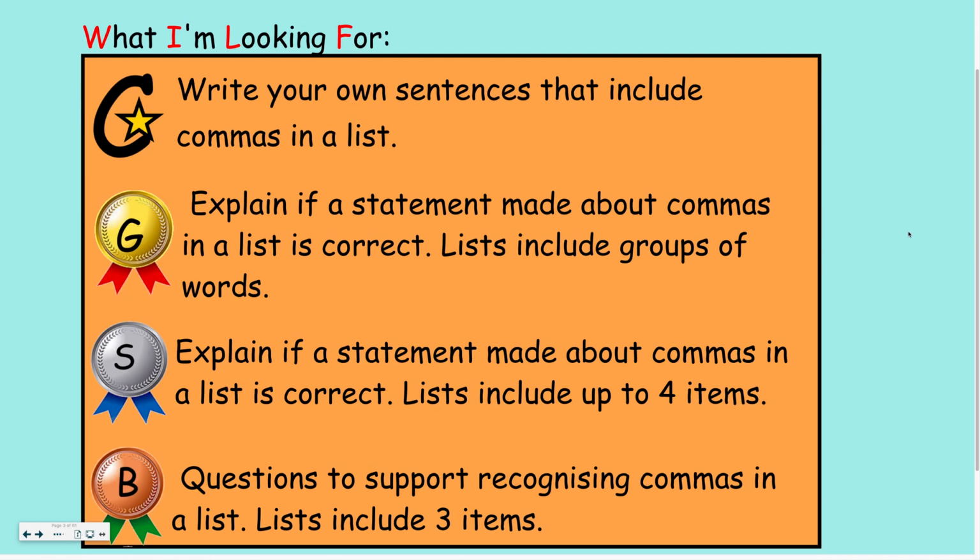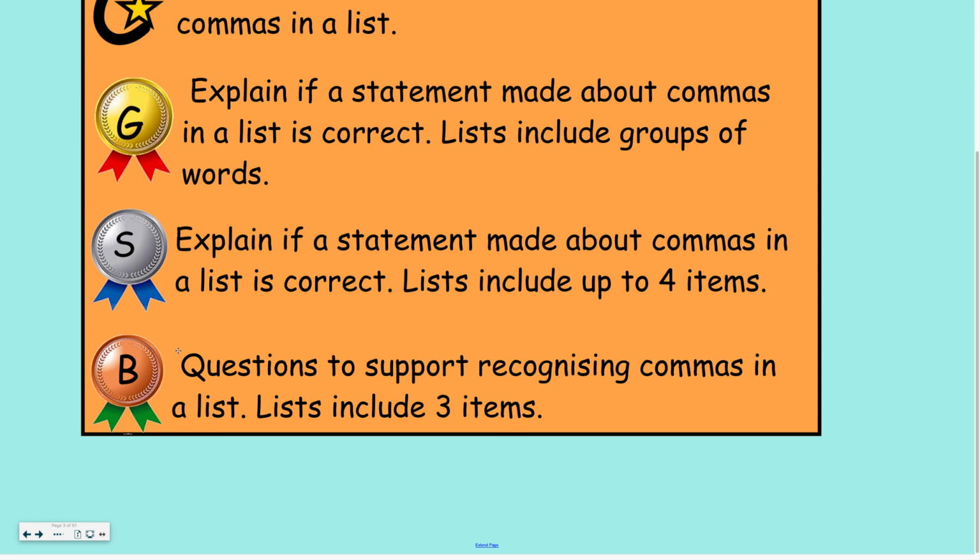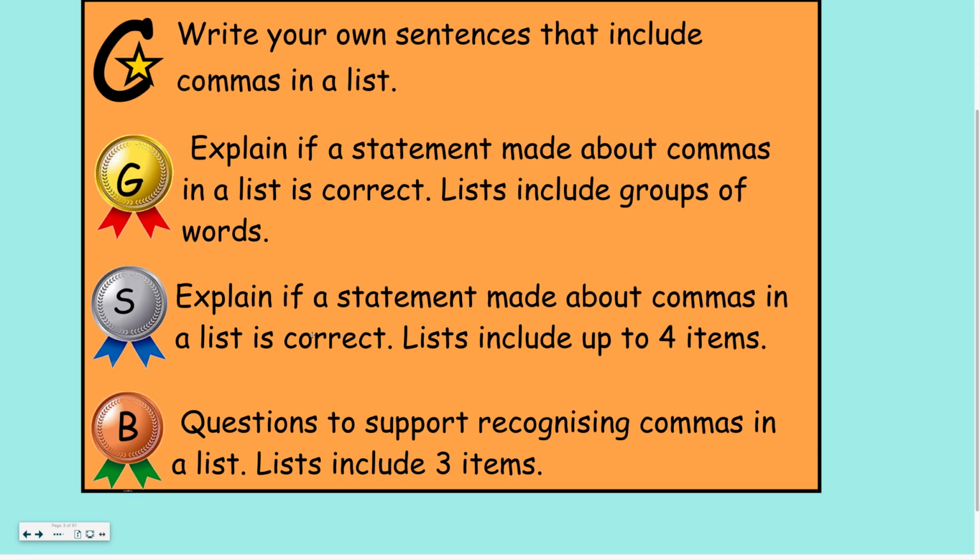Okay, so our wolves for today. So that's what I'm looking for. We'll be doing commas in a list. And for the bronze wolf, you'll answer questions that show that you understand where commas are, and that you'll be able to try to include them with lists including 3 items. The silver is the same, but you will be explaining a statement made out of commas in a list if it's correct or incorrect. And remember, when we're explaining, we use that word because.